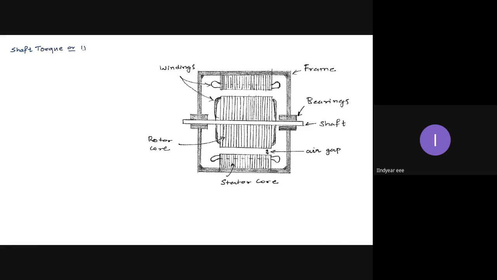Or useful torque. It doesn't mean that the torque developed in armature is not useful. This is Tsh.